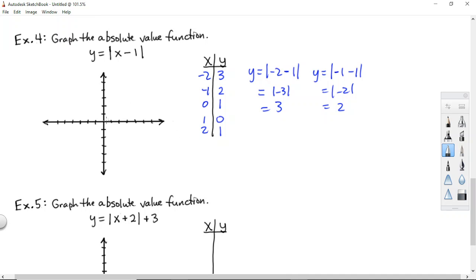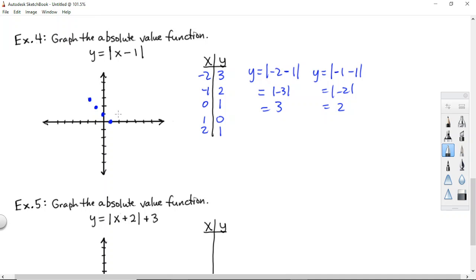So let's plot these points. Negative 2, 3. And then we get negative 1, 2. And then we get 0, 1. And then we get 1, 0. So 1 on the x-axis and 0 on the y-axis does not go up or down. And then for x equals 2, we get 1. And that's going to be right there.